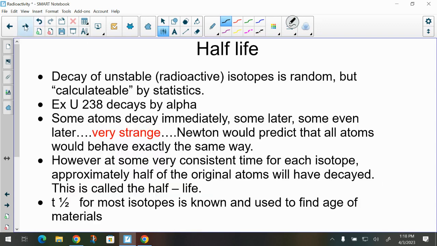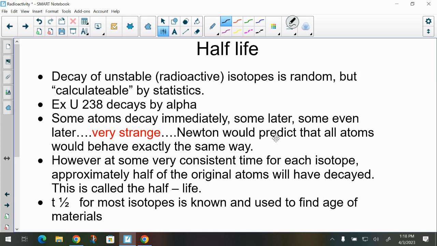Okay. Now, it turns out the thing I was talking about was how long does it take to do it? It's called half-life. Half-life is literally defined as how long it takes for half the atoms to decay. So I take U-238, I set it on the table, I wait a little while. Some decay immediately, some decay later, some even later.